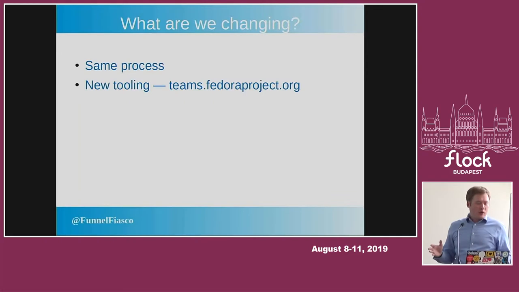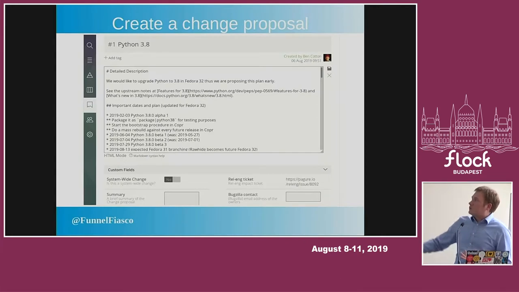So it's basically the same process, but just a new tool. We're using the Taiga instance at teams.fedoraproject.org. If you were in Matthew's talk this morning, he mentioned that. So what does it look like? Well, you just create an issue, and you have some custom fields that get some of the stuff we want. But a lot of the body, the actual content of what you're proposing to change, is still just there, except now you can use Markdown, which is a lot easier.